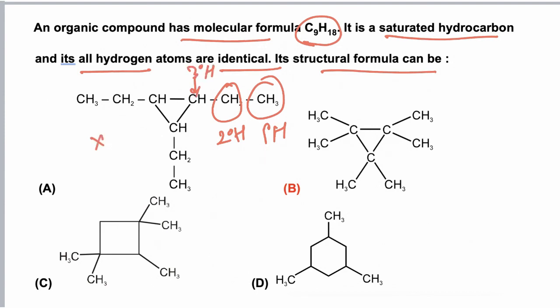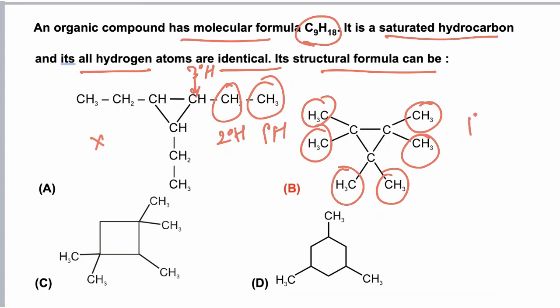If we take option B, then in this molecule all the hydrogen atoms are 1 degree, because all the hydrogen atoms are connected directly with 1 degree carbon. So 1 degree hydrogen is equal to total 2, 4, 6 and 3, 18. So all the 18 hydrogen atoms are identical and they all are 1 degree.